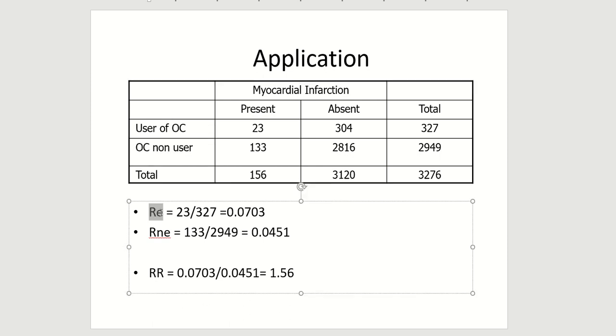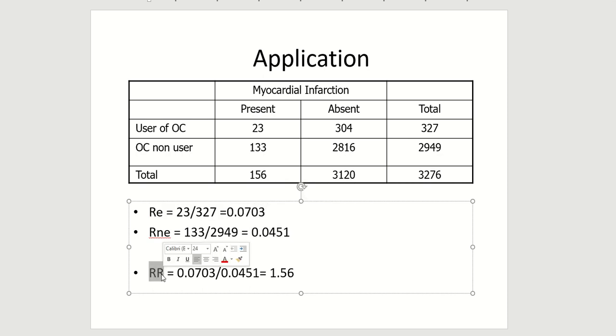So for the risk in the exposed, we look at the exposed: 23 MI divided by 327, that is 0.0703. So the risk in the exposed is about 7%. However, in the non-exposed, I have 133 MI out of a total of 2,949. That gives me a risk of 0.0451, meaning a risk of about 4.5%. Obviously, in this example, if a woman uses oral contraceptives, her risk increases from 4.5% to 7%.